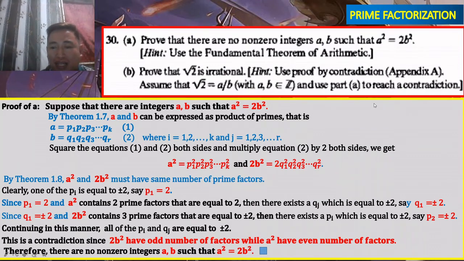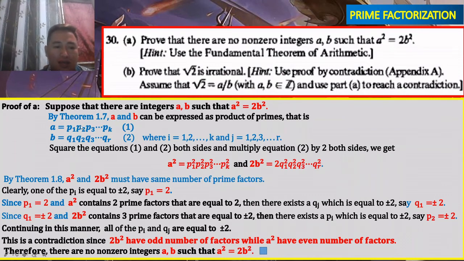So kulang lang dili class. Okay, so since na naman ni siya by 31.7 can be product of primes lang man to, that is kanina. Okay, square the equations 1 and 2, ipang squares na to silang duha, and then multiply the equation 2 by 2 both sides, we get this one.